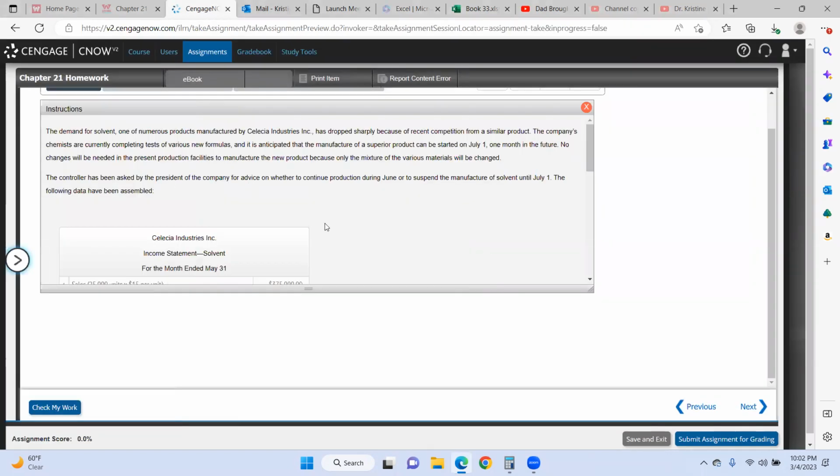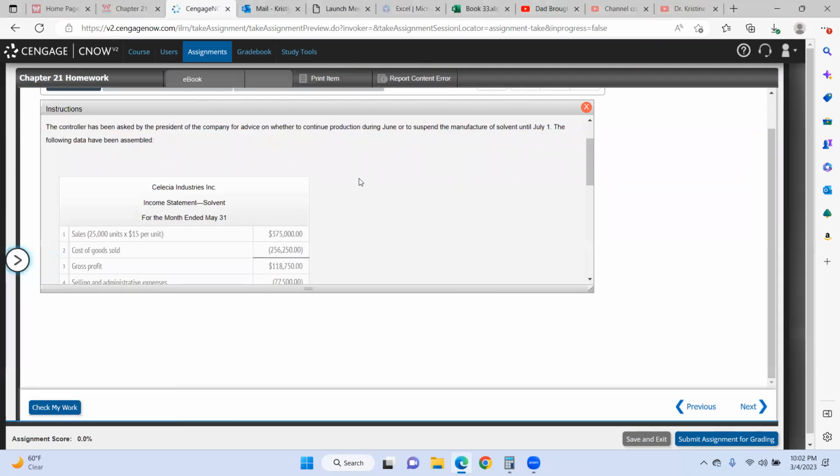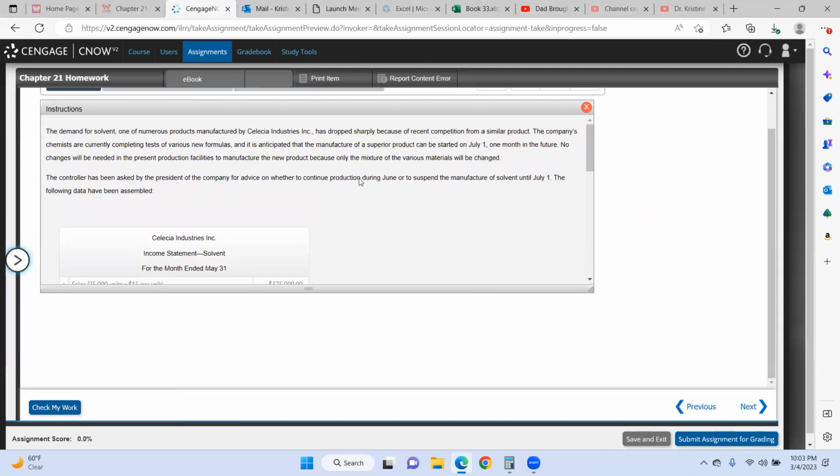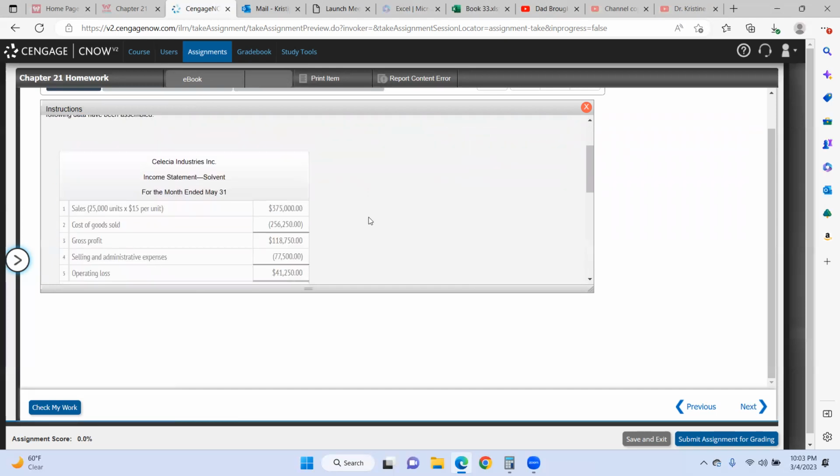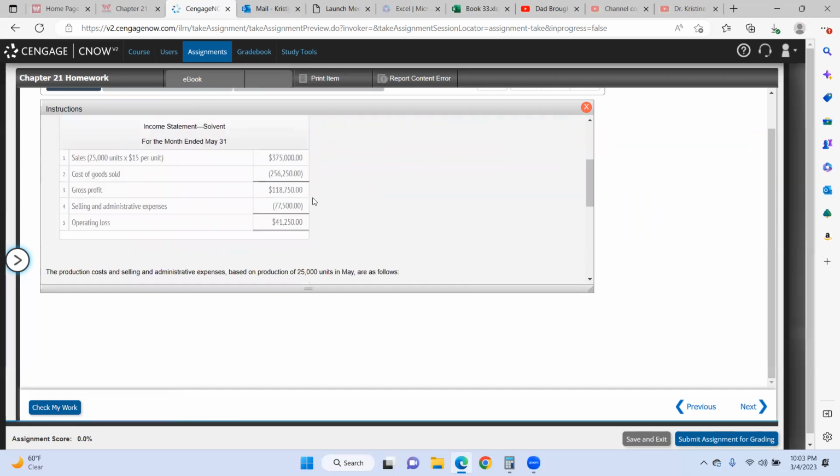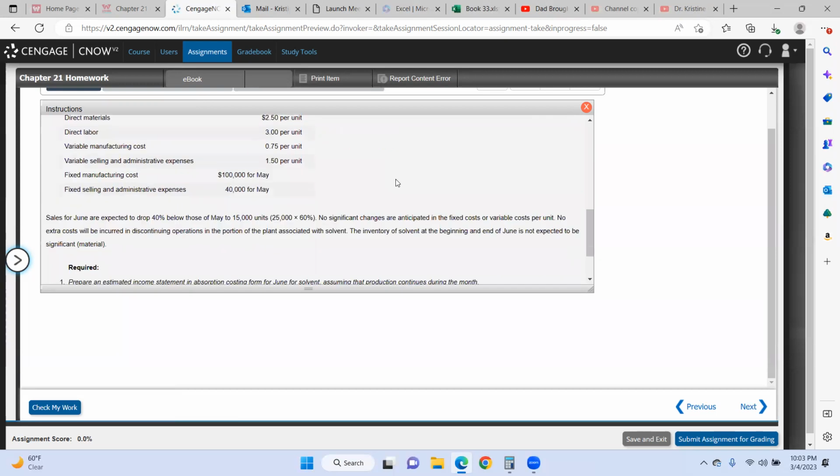So we've got this business and they have some type of solvent, the demand for solvent. They want to know, should they suspend the manufacturing of solvent until July 1st? And so here's the data. So in May, they're doing okay. They had 25,000 units. It doesn't appear that they have any ending inventory. I'm not seeing any of that. So sales are expected to go to 15,000 units.